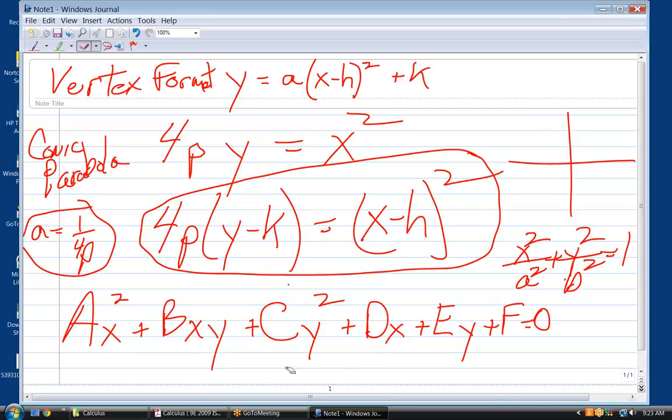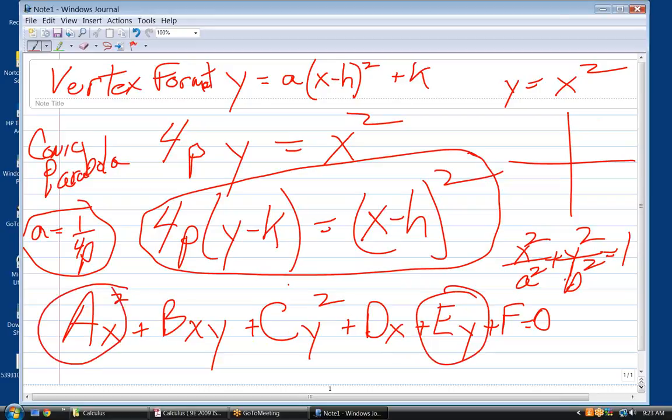Or these can be any conic sections. This could be a hyperbola also. This is the general equation of parabolas, circles, ellipses, and hyperbolas. In other words, if I wanted the parabola y equals x squared, then I'm going to have this y term over here, and the x squared term, and I'm not going to have anything else.